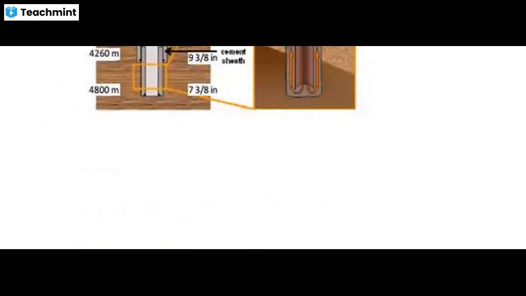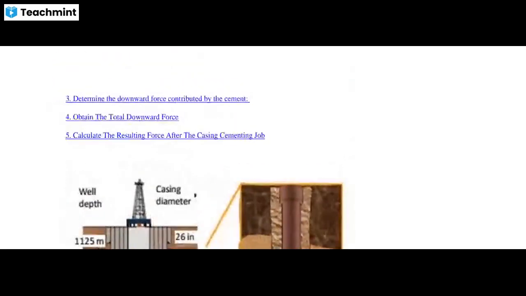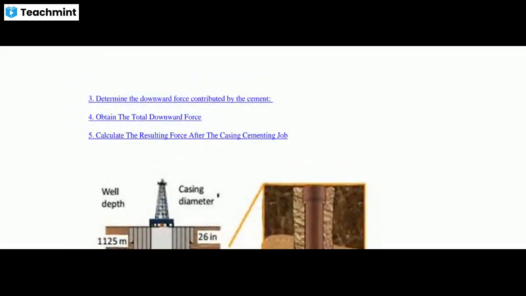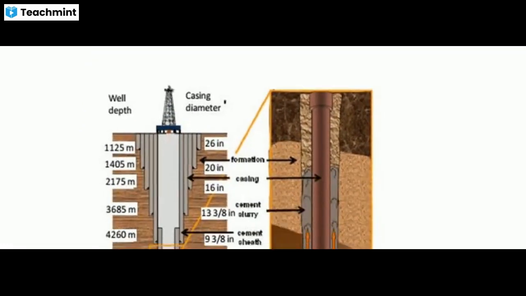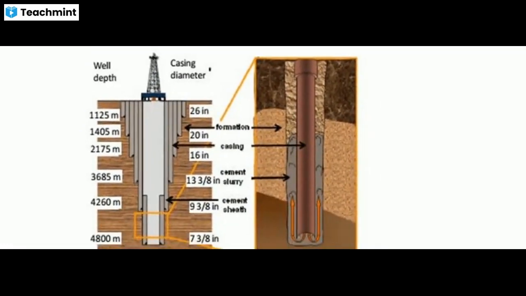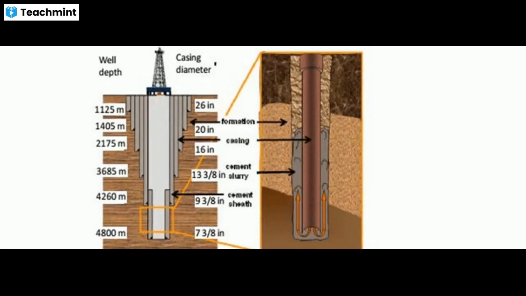Next slide. So you can see here, determine the downward force contributed by the cement, then obtain the total downward force and calculate the resultant force after the casing cementing job. So this is your oil well cementing casing. You can see the formations, casing, cement slurry and cement sheath.